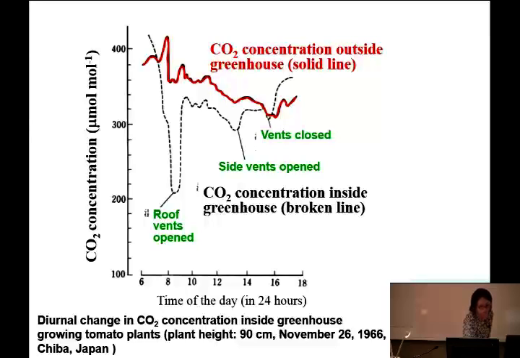At the beginning of the day, inside the greenhouse, the concentration is higher than outside. Why? Because of respiration. The greenhouse is closed, and the plants are respiring. Therefore, CO2 concentration inside is higher than outside. And as soon as the sun comes out, CO2 goes down very quickly, and then it reaches, in this case, 200-ish.